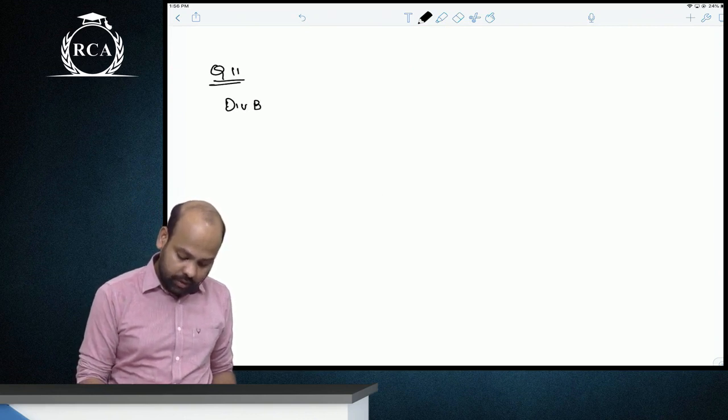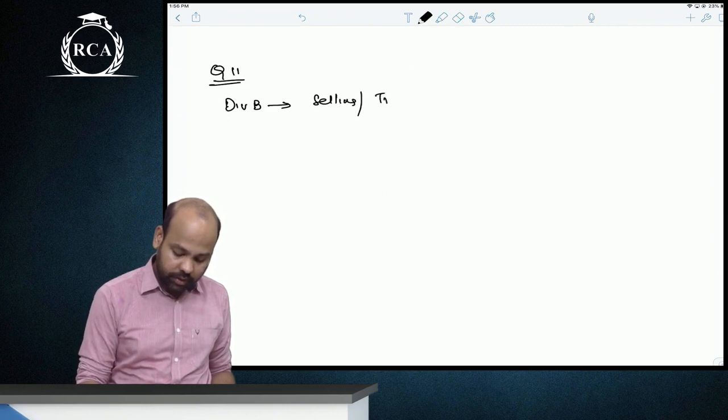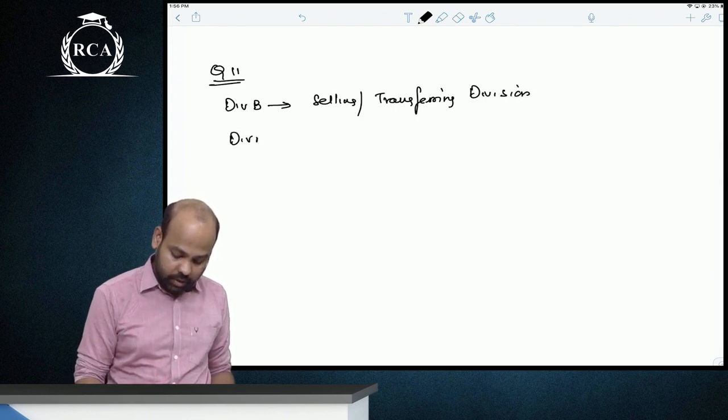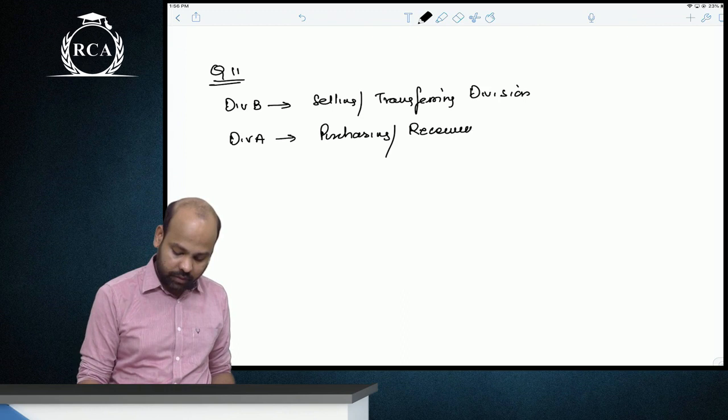Here division B is our selling or transferring division. And division A is the purchasing or receiving division.